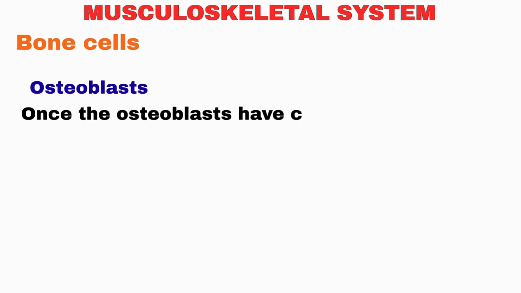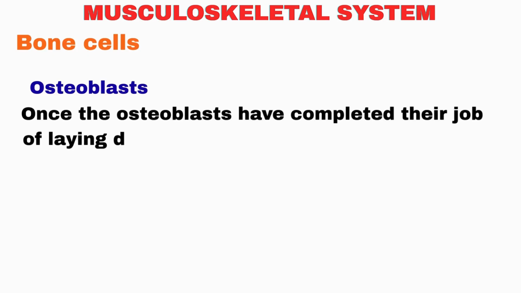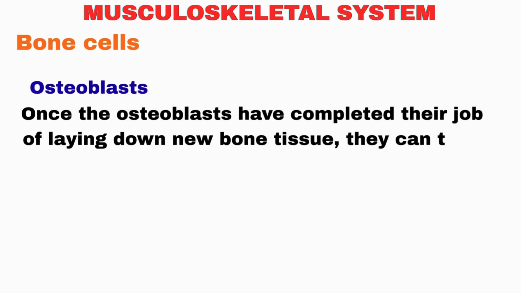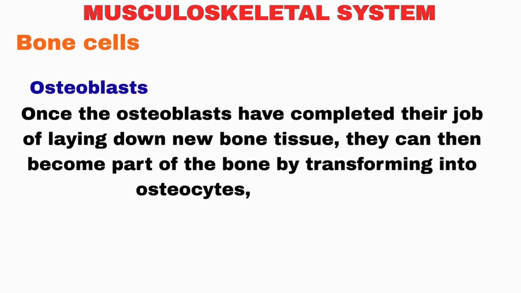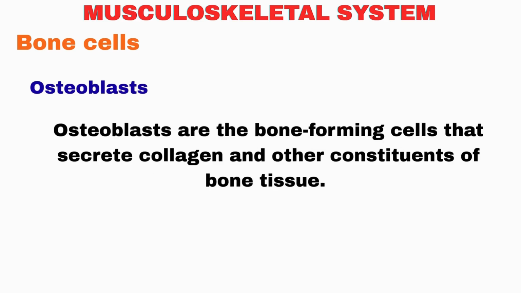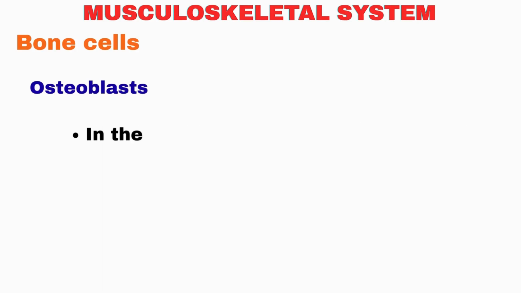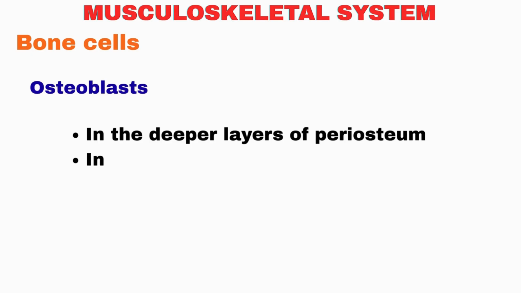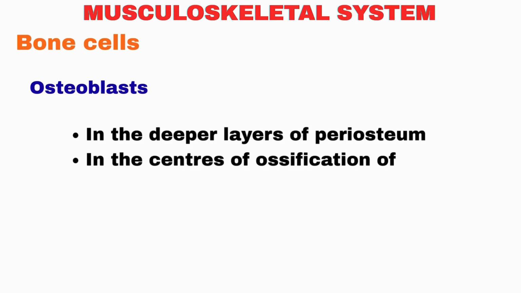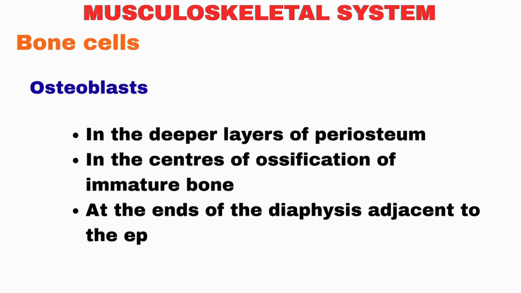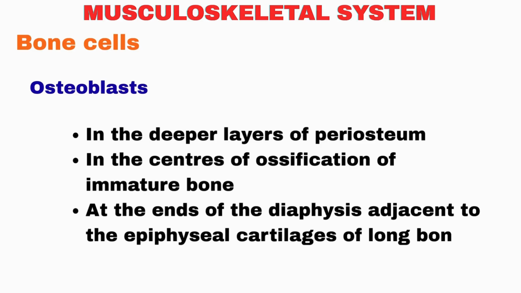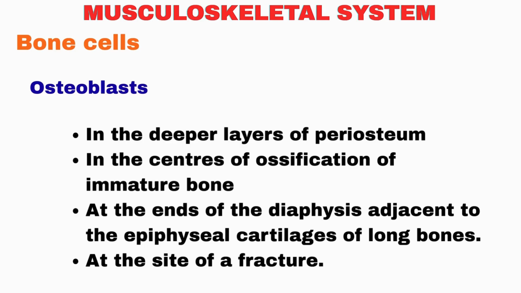Once the osteoblasts have completed their job of laying down new bone tissue, they can then become part of the bone by transforming into osteocytes, or they die if they are no longer needed. Osteoblasts are the bone forming cells that secrete collagen and other constituents of bone tissue. They are present in the deeper layer of periosteum, in the center of ossification of immature bone, at the ends of the diaphyses adjacent to the epiphyseal cartilages of long bones, and at the site of a fracture.